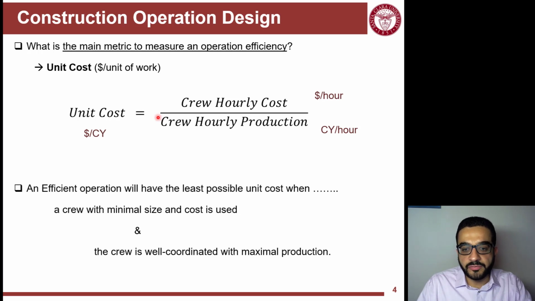So to have an efficient operation, this will be translated into having the least possible unit cost, which can be achieved by two things: using a minimal size crew that's efficiently designed and well coordinated to result in the maximum production.